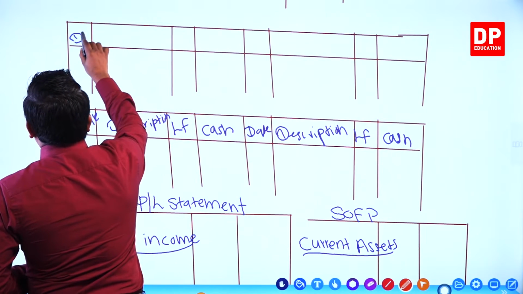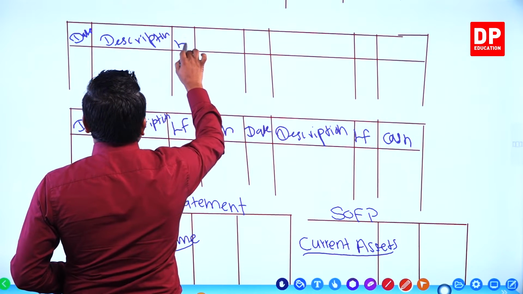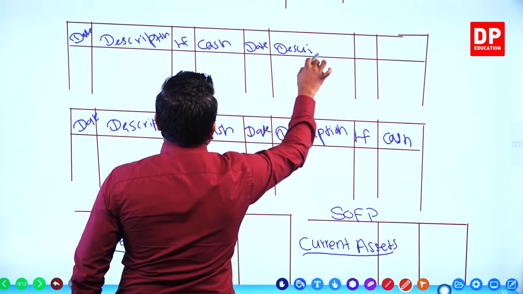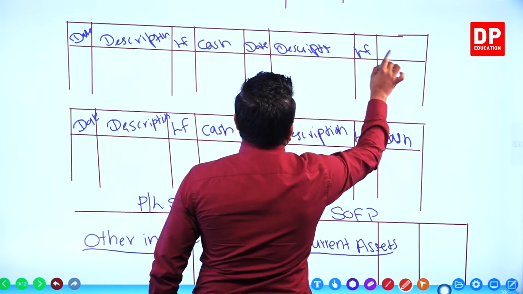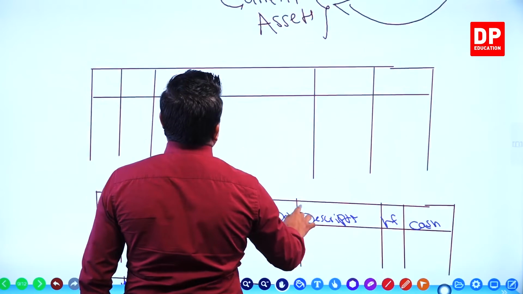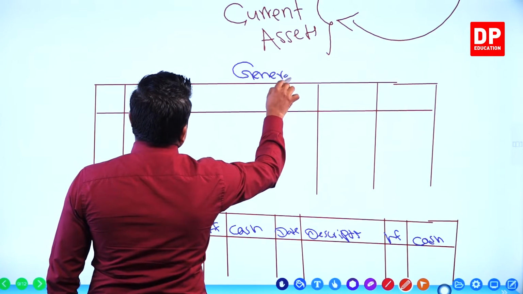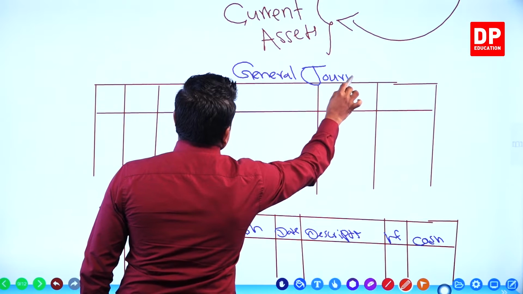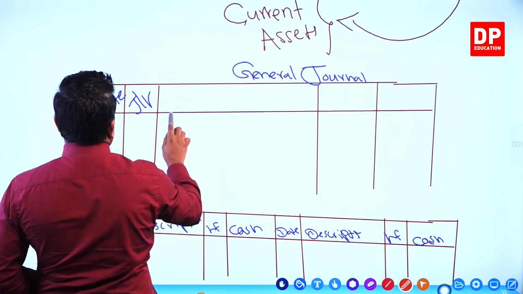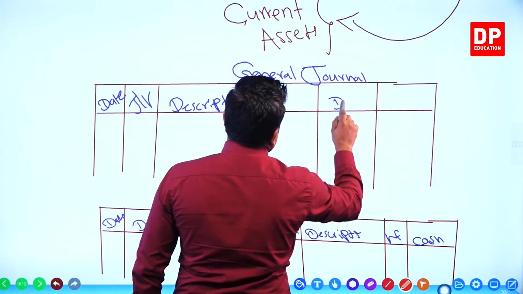Here also the same: date, description, ledger folio, cash, date, description, ledger folio, cash. Then you can name this one also general journal. Date, journal voucher, description, debit and credit.